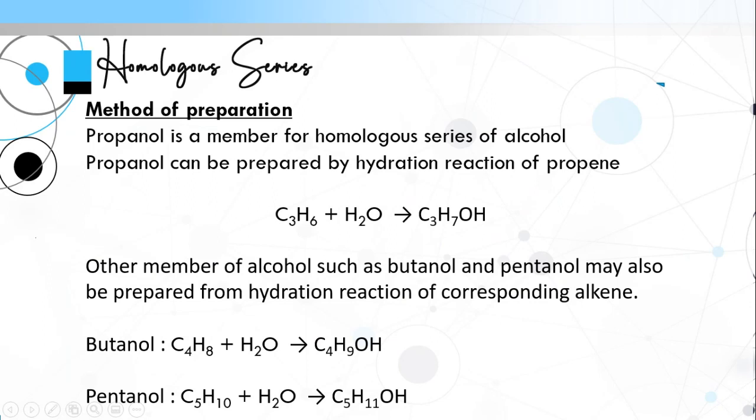For example, here we have propanol. Propanol can be prepared from propene. Propanol belongs to alcohol, one of the homologous series, and propene belongs to alkene, which is another homologous series. Basically, we can prepare alcohol by reacting alkene with water through a hydration reaction. In this case, we have propene, we add steam, and then we get propanol.